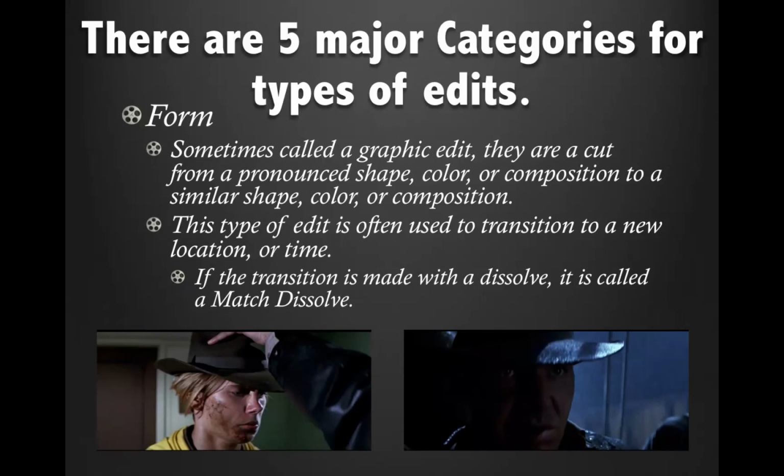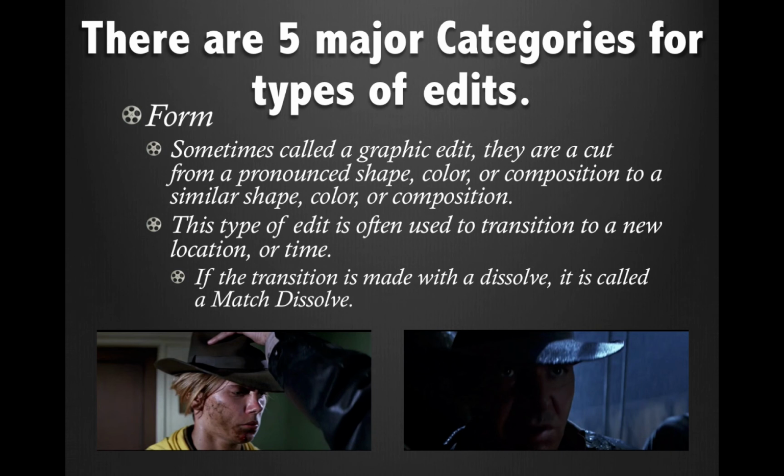Form edit. Now this really falls along the lines of more of an artistic kind of edit. Form edit is sometimes called a graphic edit. They cut from a pronounced shape, color, or composition to a similar shape, color, or composition. This type of edit is often used to transition to a new location or time. If the transition is made with a dissolve, it is called a match dissolve. I'll touch on that again a little bit more in a second. But essentially with a form edit, you are leaving one shot that has a very specific look to it, and entering a new shot, which is usually a different time or place, with a very similar looking shot.